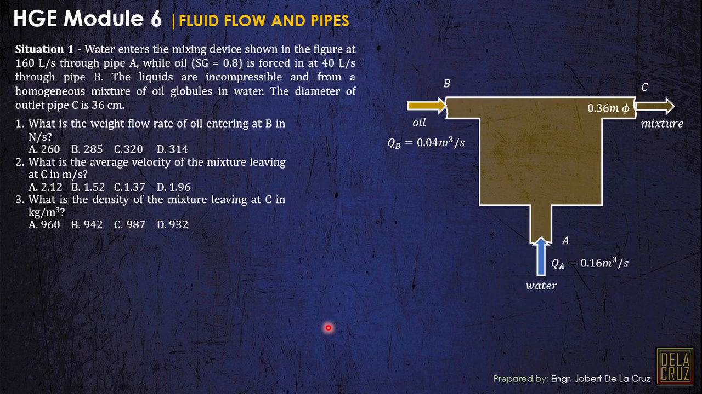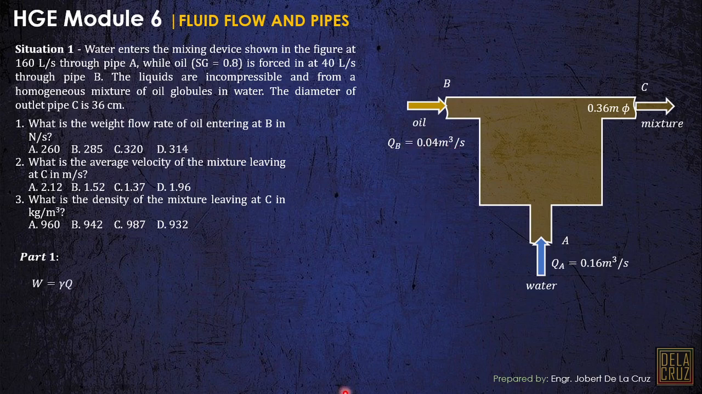Okay, so for number 1, that is direct substitution. By the way, yung mga given dito is naka liters per second. So dito sa figure, kinonvert ko siya into cubic meters per second. Just divide that one by 1,000 para maging cubic meters per second. Okay? This is for A, 160 liters per second. For B is 40 liters per second.